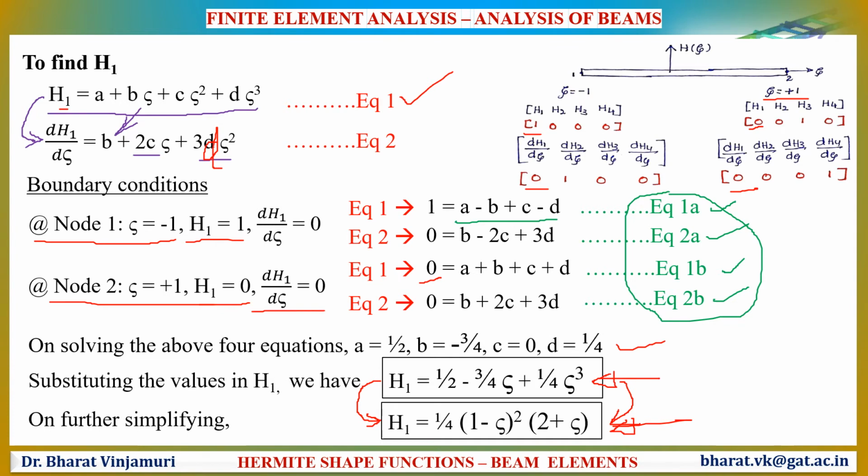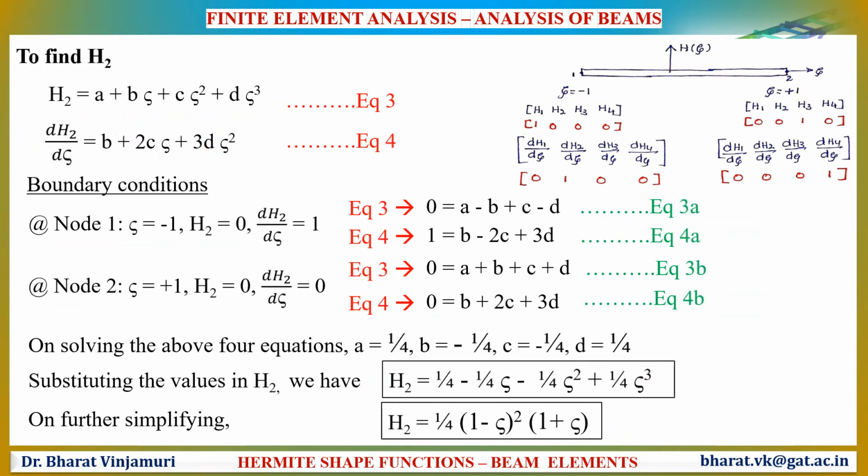Similarly, we will be trying to find the values of h2. This time we will be taking the equation h2 is equal to a plus b zeta plus c zeta square plus d zeta cube, and its first derivative dh2 by d zeta is equal to the derivative of the previous one. A close observation here: the right hand side of the equations has never changed, only the left hand side has changed here because of the boundary conditions.